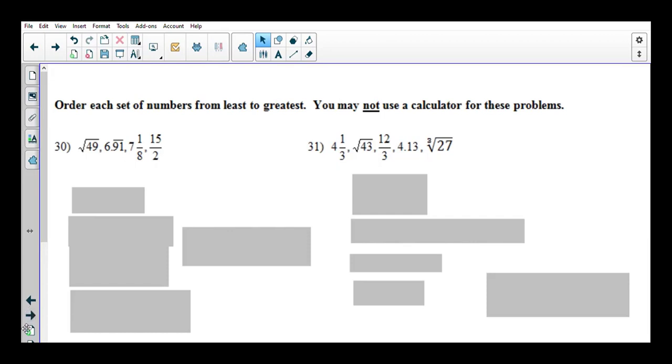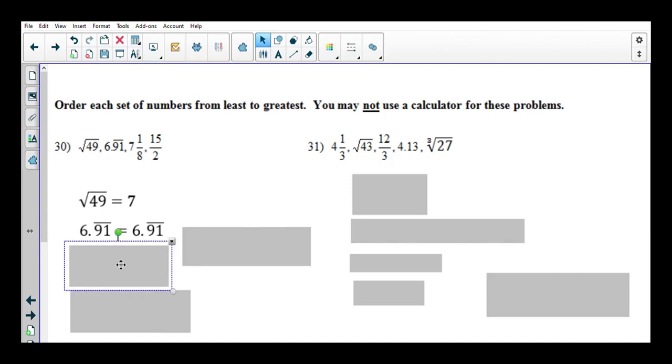So the square root of 49, hopefully you recognize that as 7. So I just typed all of these up. Square root of 49 is 7. 6.91 repeating, I kept as a decimal. I think it's easiest if we write them as decimals to compare. And then the next one, 7 1/8. Again, I have the eighths memorized, so it makes life pretty easy for me. If you don't, you might need to do 1 divided by 8. 1 is underneath the division symbol, 8 is outside. That's going to get us 0.125, and of course then that will be 7.125.